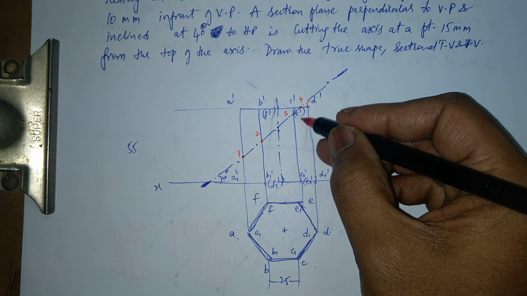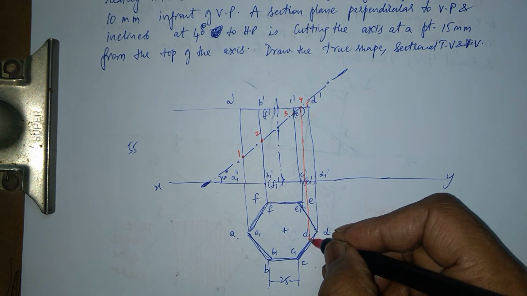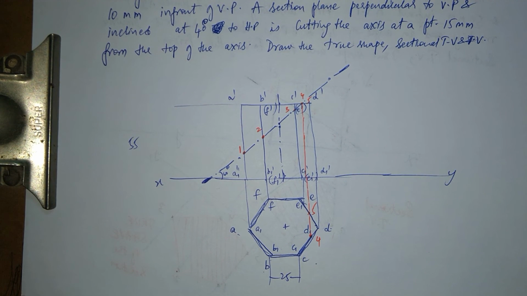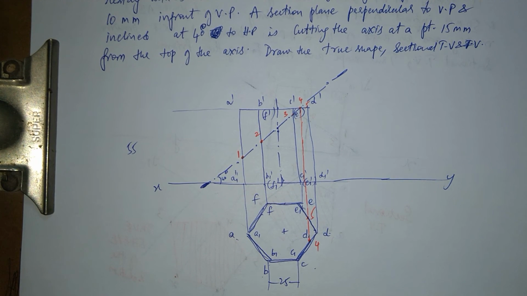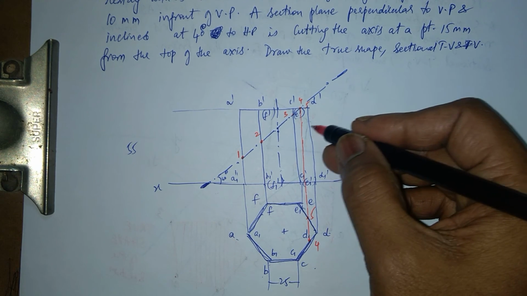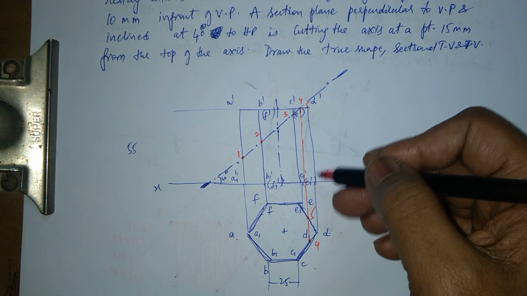So how do I know that? I'll just drop this line down here. Drop this line down. So this is my 4th point. This is my 5th point. You guys need to remember this. When there is a section plane which is cutting one of the bases, top base or bottom base, any base, you will have two points like what we got here. If this line would have cut this edge, you would have only 1 point. Corresponding to D1, you will have only 1 point.